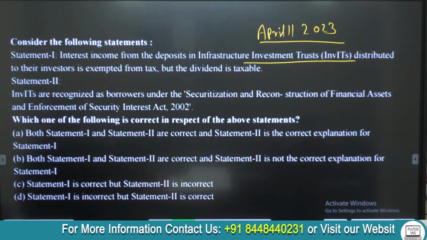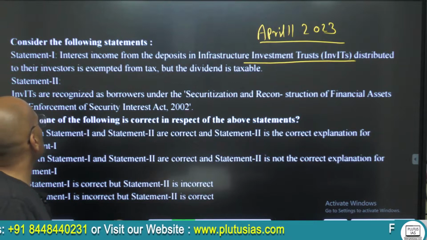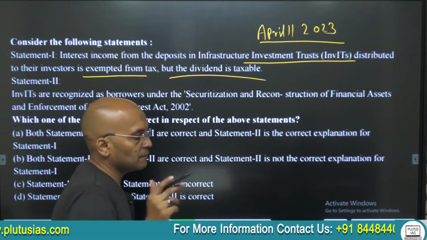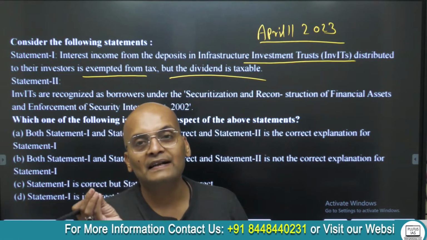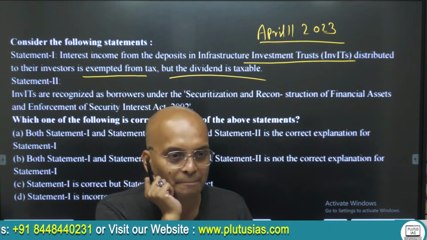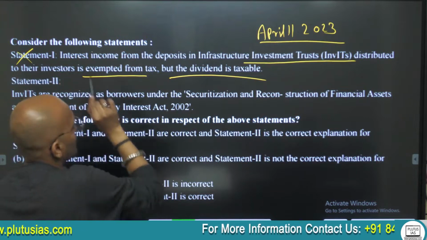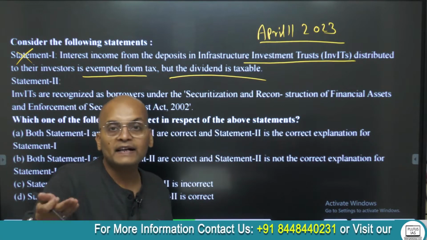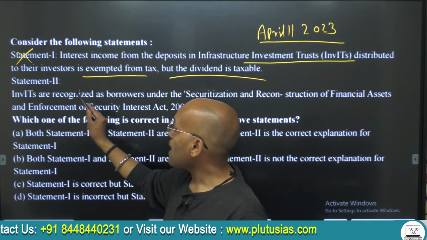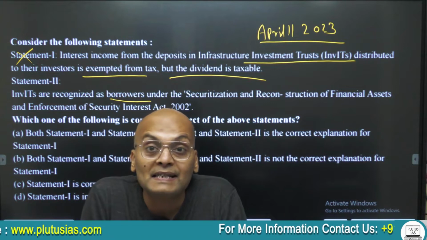So now statement 1 is: interest income from the deposits in infrastructure investment trust distributed to the investors is exempted from tax, but dividend is taxable. Again, recently the government made the interest taxable income. This was also in the news, I think 30-40 days back it happened. So interest is taxable. That means this statement is wrong. It is saying interest is exempted. And you get interest from the bonds, not the dividend. Statement 2 is InvITs are recognized as borrowers. What is the meaning of borrowers? Borrowers means debt instrument.